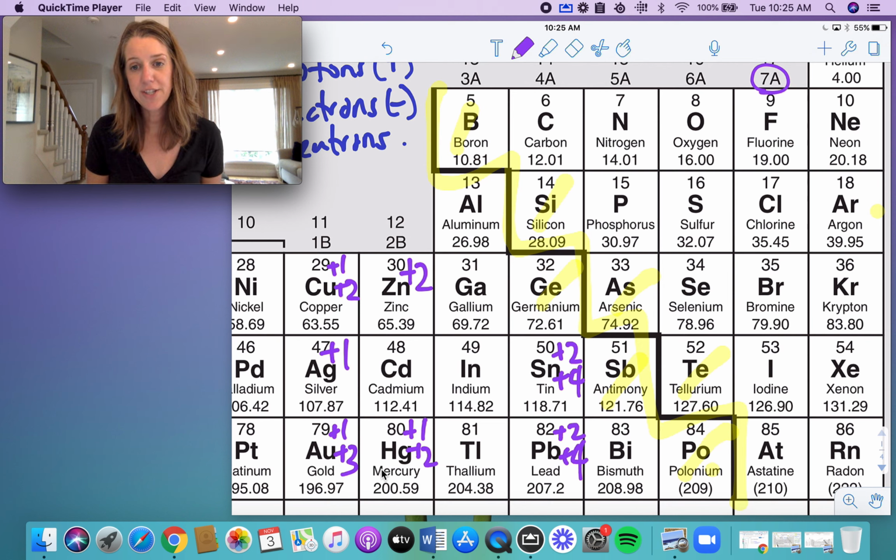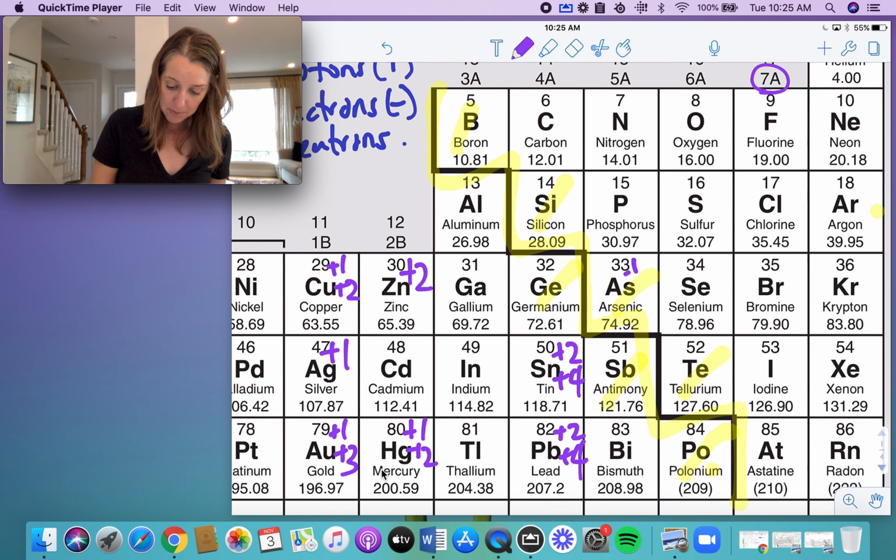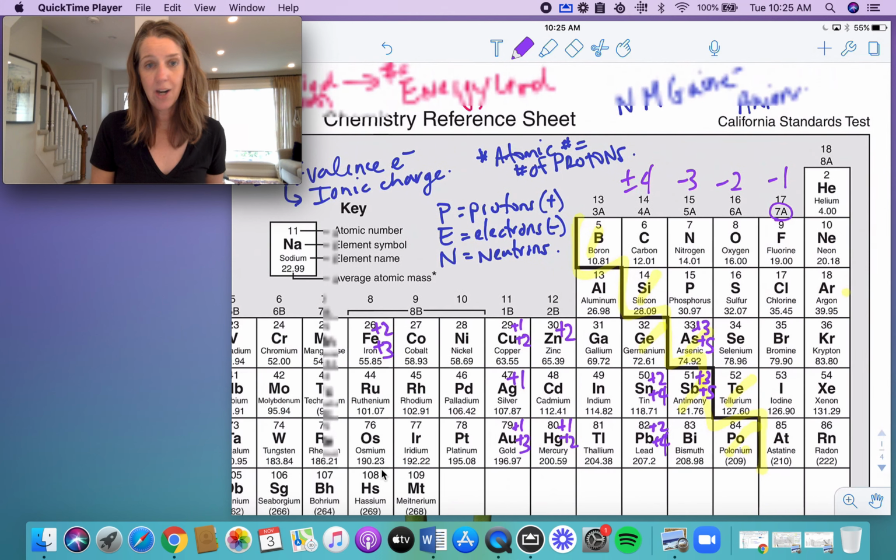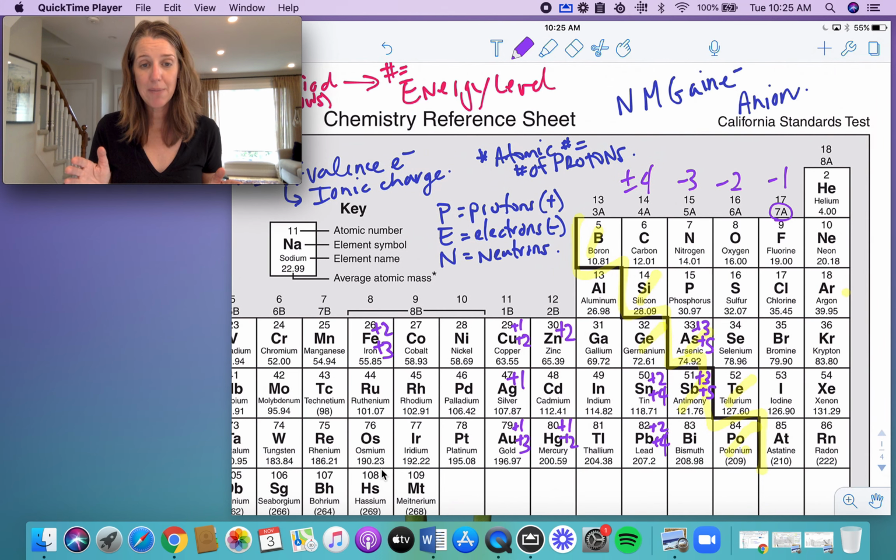Okay, then we're going to do arsenic and antimony. They're in group number 5, which is an odd number. Their ionic charges are also the same as each other: +3, +5, +3, +5. And that is it. Are there more? Yes. Are these the only ones we're going to memorize this year? Yes. Okay, where do you start?